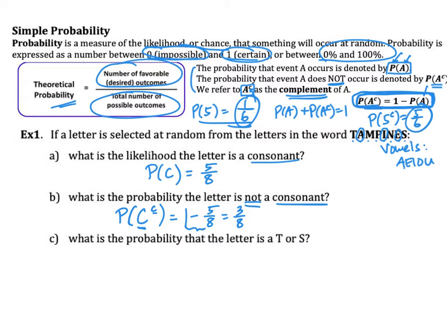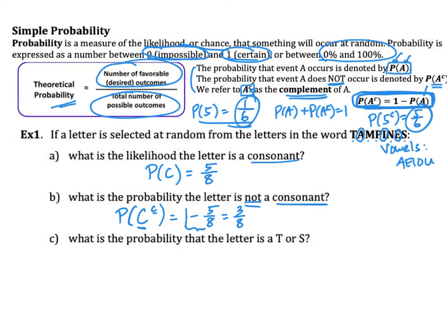that is what we might be thinking, right? The not a consonant is the complement, and so you would take 1 minus the probability of a consonant to get the answer. Or you could also think of that as a probability of getting a vowel.